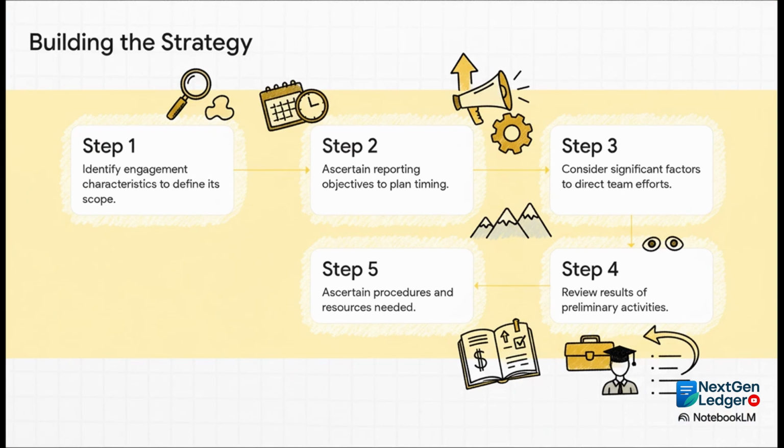You know, building this strategy isn't just a random checklist. There's a real logic to it. The auditor starts by really understanding the business. You know, is it a corner store or a tech startup? That understanding helps define the scope. Then they look at the reporting deadlines, which sets the timing. And based on all that, they can finally figure out what kind of team and resources they'll need to actually get the job done right.